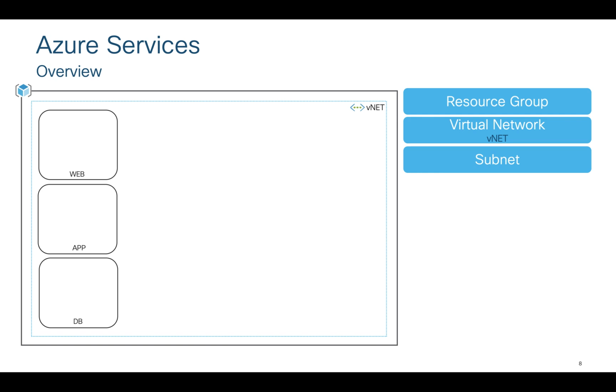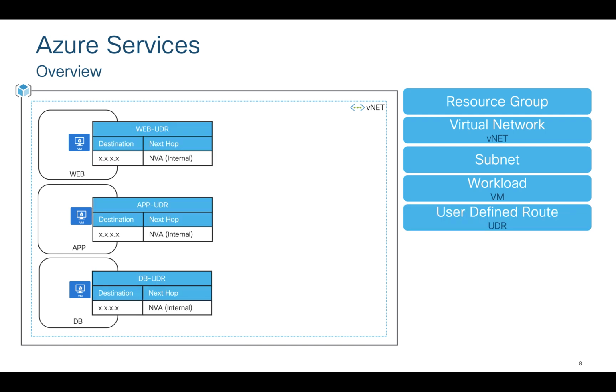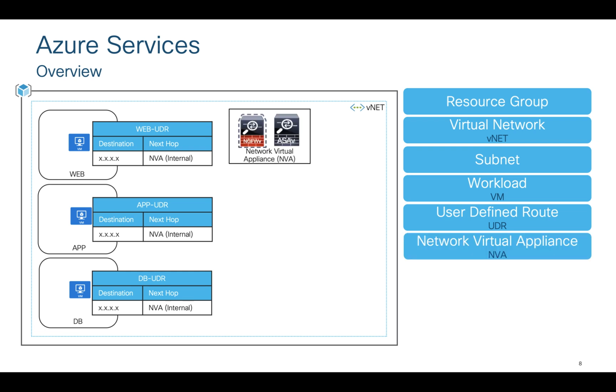Then you will create your subnets. Inside your subnets, you will deploy your workloads. You will control your traffic using user-defined routes, or UDR. In UDR, you can specify your next hop and you can point it to a VM, you can point it to the local VNet, and a lot of other options are available. I'll talk about UDR in detail later, but UDR can be created and associated to a subnet, and your traffic is routed based on UDR.